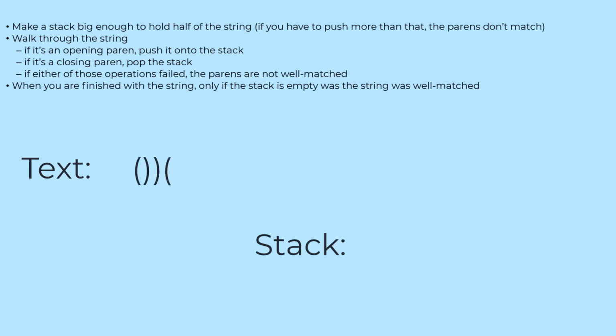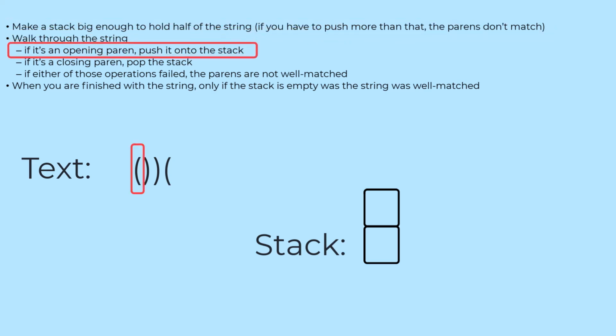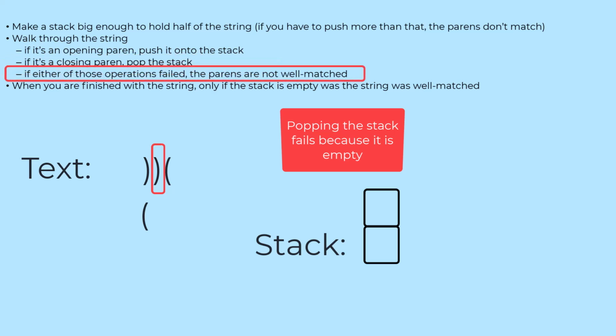Finally, what about this string? 4 characters, so the stack has to be able to hold 2 characters. Let's watch it. Oops! When we see the second closed parentheses, the pop operation fails because the stack is empty. That tells us that there wasn't an open parens that matched it. Therefore, we know this is not well matched.